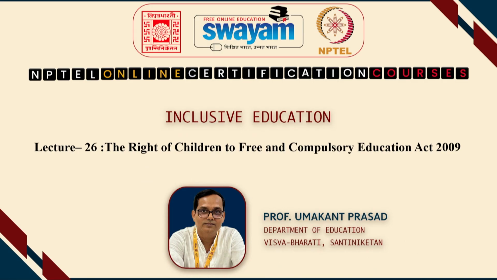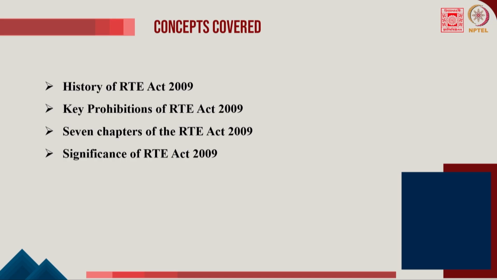Today we are going to discuss lecture number 26, that is the Right of Children to Free and Compulsory Education Act 2009. During this lecture, we will discuss the historical background of Right to Education Act 2009, the key provisions of RTE Act 2009, prohibitions during the Act, 7 chapters of RTE Act, and significance of RTE Act 2009.